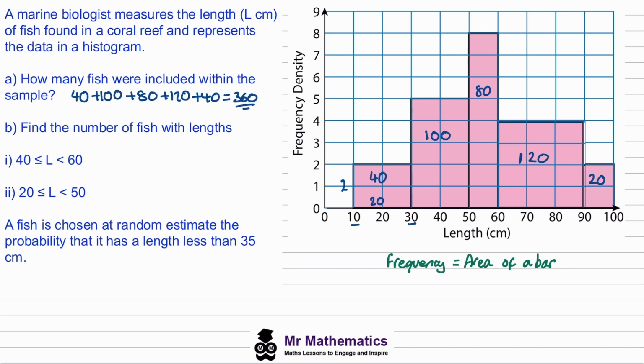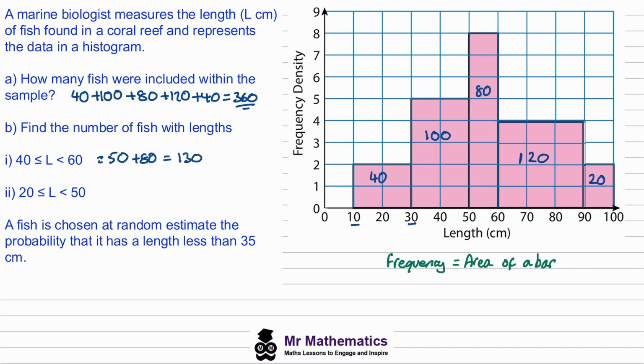Okay? And then for part B, to find the number of fish with the lengths between 40 and 60 centimeters, I'll shade this on the histogram. So between the lengths of 40 to 60, we're looking at this shaded area. And you can see between 40 to 50, we've got half of the 100. So this will be 50, plus the bar between 50 and 60, which is 80 fish. So this will give us a total of 130.